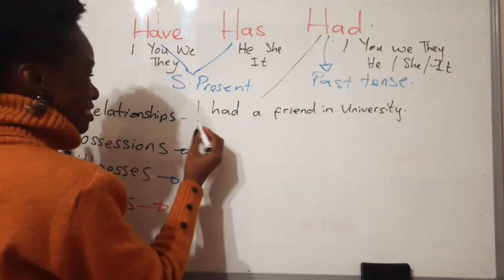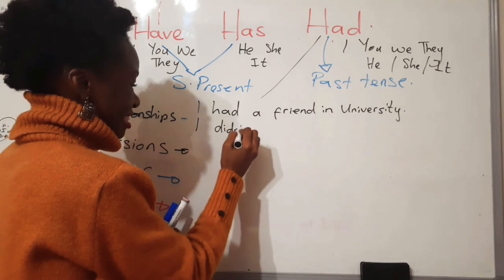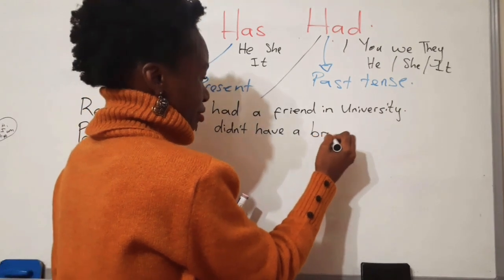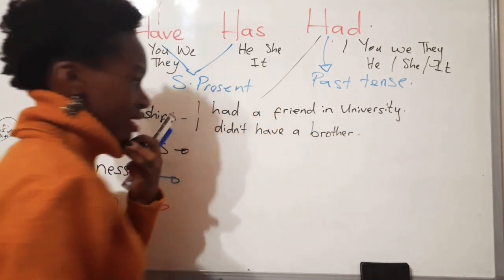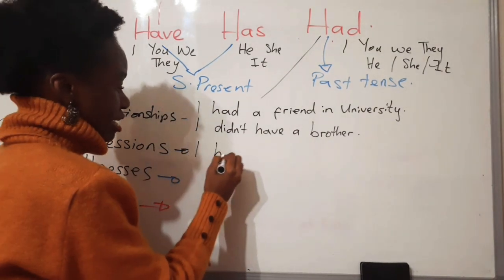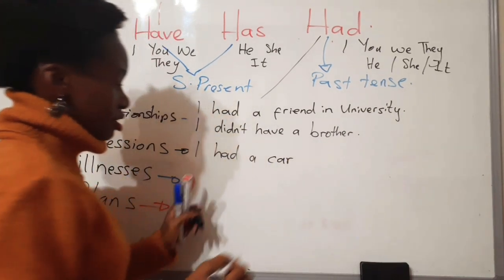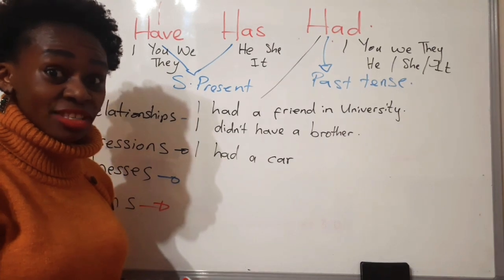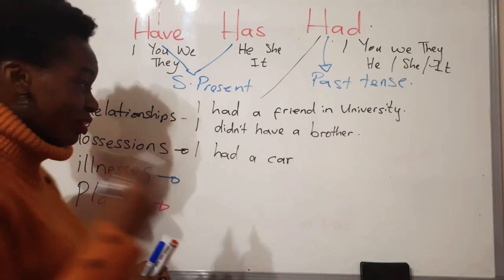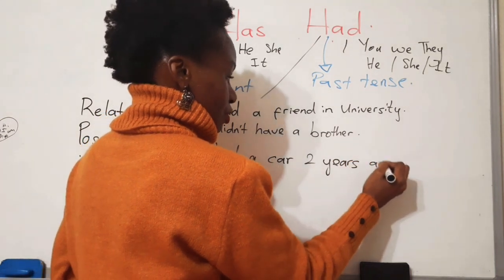Possessions. What's the negative? I didn't have a brother. For possessions, I had a car. So I had a car and I sold it. So I don't have a car now, but 2 years ago, I had a car.